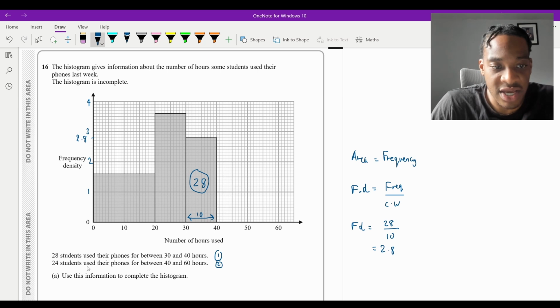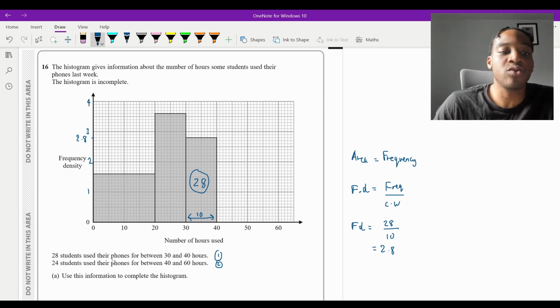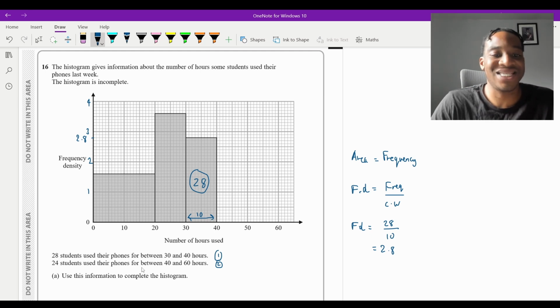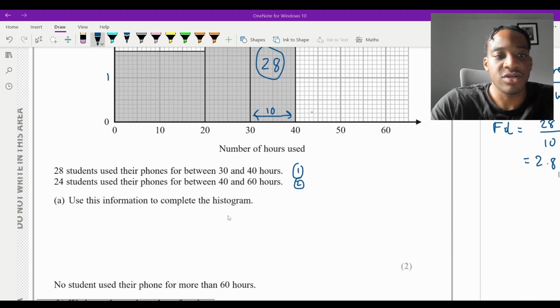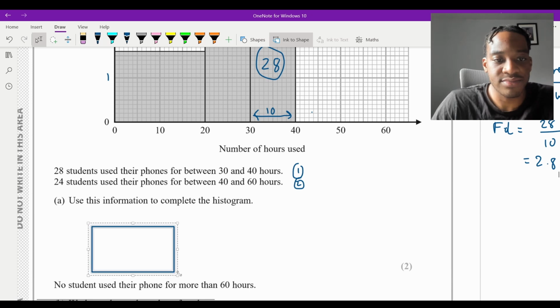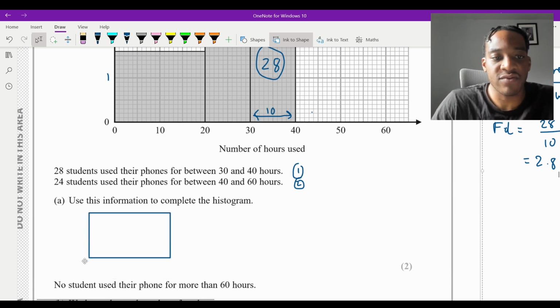So the next part of part A was we need to complete the histogram, right? So we've done the scaling, and then we've got this second sentence here. It says 24 students use their phones for between 40 and 60 hours, which is this rectangle here. So again, we just zoom in. So I'll just do this part here. So for the second sentence, I'm going to have a rectangle like this, like that. Let me just move it up a bit so there's room. And what do we know about this rectangle?